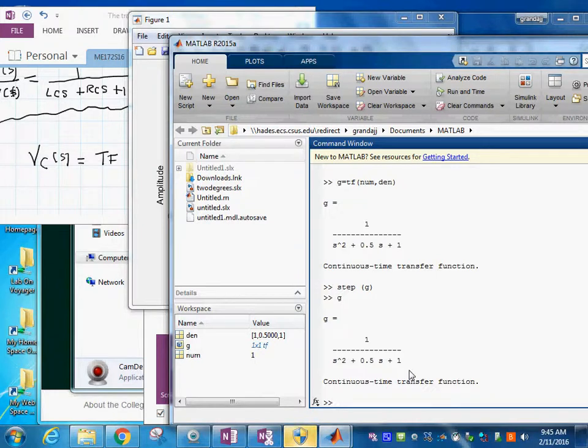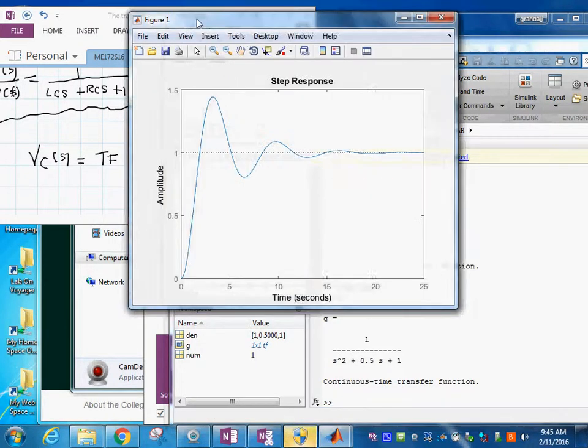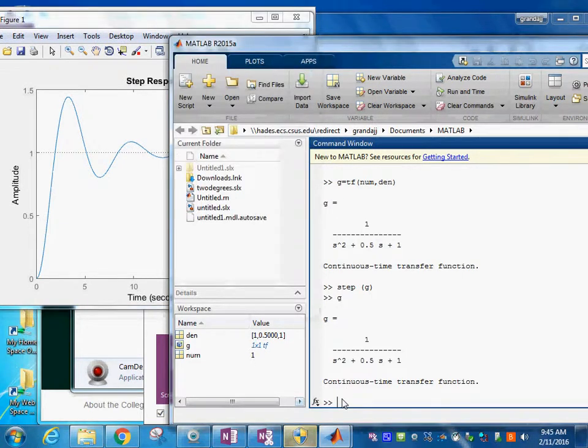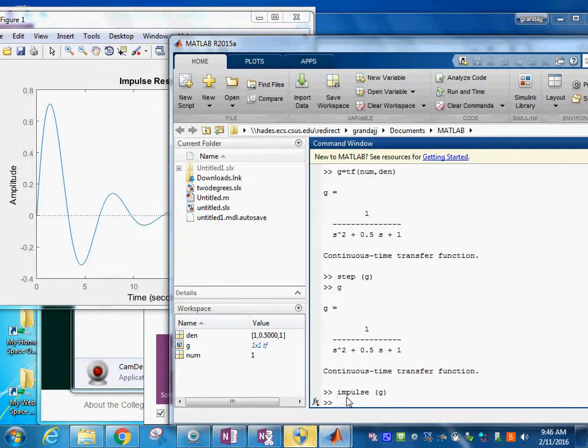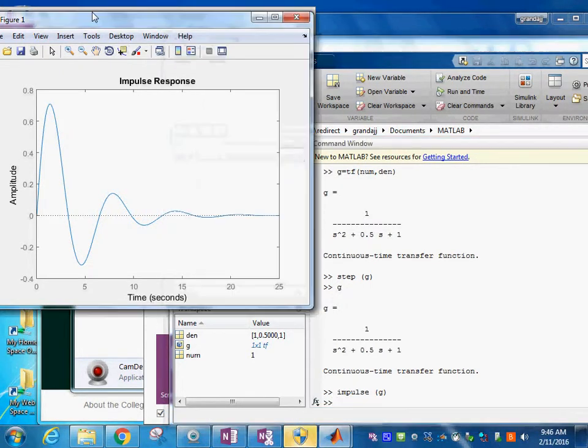I did the step input, but I could try different things, like for example the impulse response. I say impulse of the transfer function, and then the computer is going to go and calculate. See, it did it over here. So this is the very basics of control system analysis, because now with the transfer function you have the power to know what the system is going to do in relationship to a specific input.